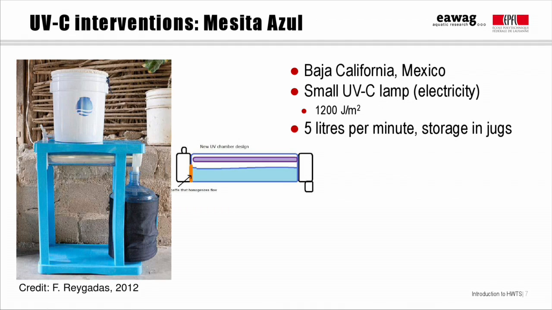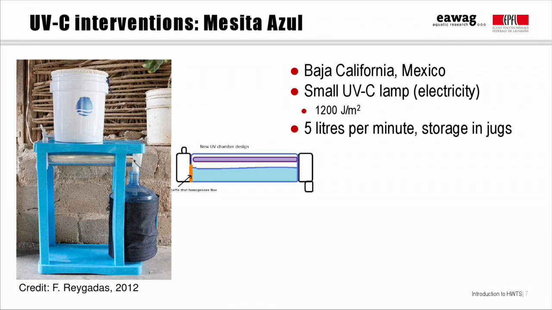There are many commercially available UVC systems used primarily in middle or high-income countries, kitchen scale systems with a small UV lamp. And there's some interesting research into developing versions of UVC treatment that would be suitable for low to middle income households. Here's one example, the Mesita Azul, which was developed in laboratories at Berkeley University and trialed in Baja California, Mexico.